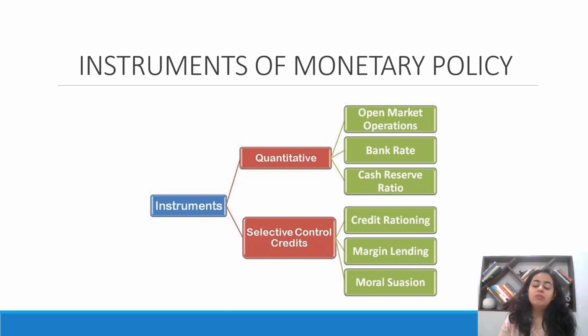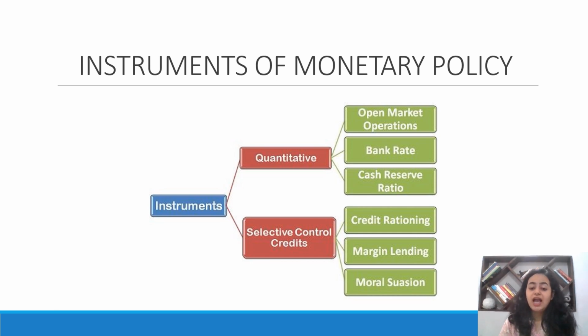Now let's talk about the qualitative controls or the selective credit controls. The first one I'm going to talk about is moral suasion. Moral suasion talks about the power of talk. Herein, the central bank conducts speeches, discussions, and lectures with the commercial banks, trying to persuade them to follow the new monetary policy or the changes in the monetary policy.